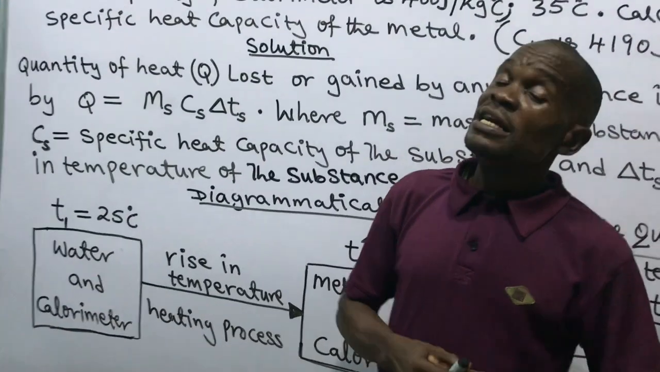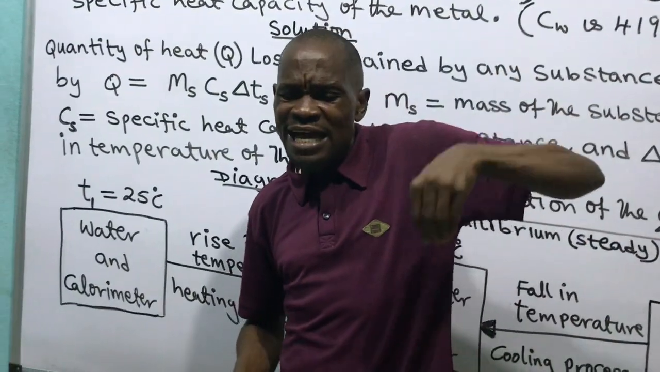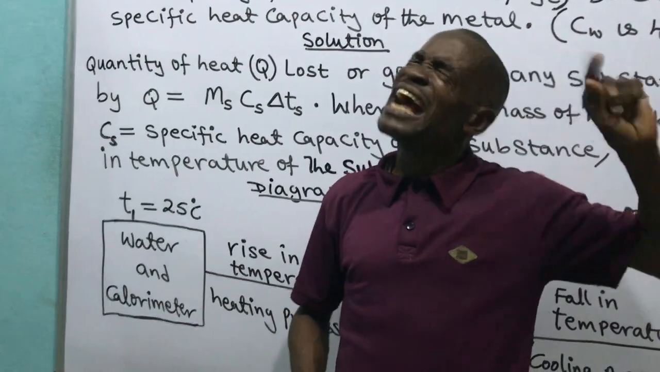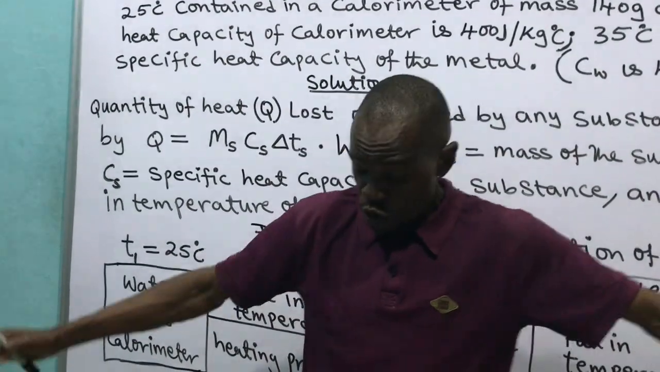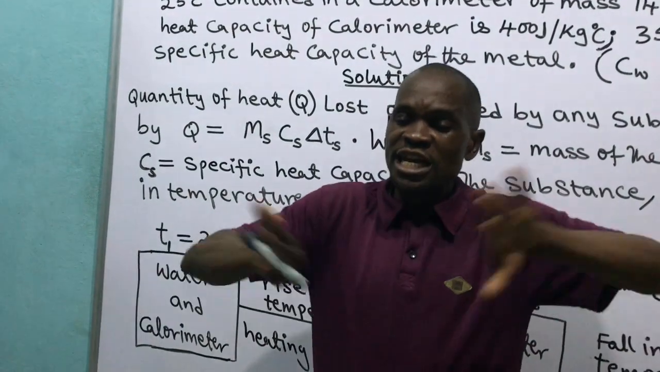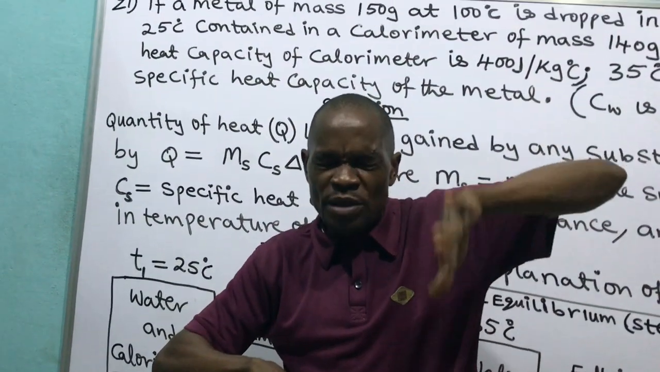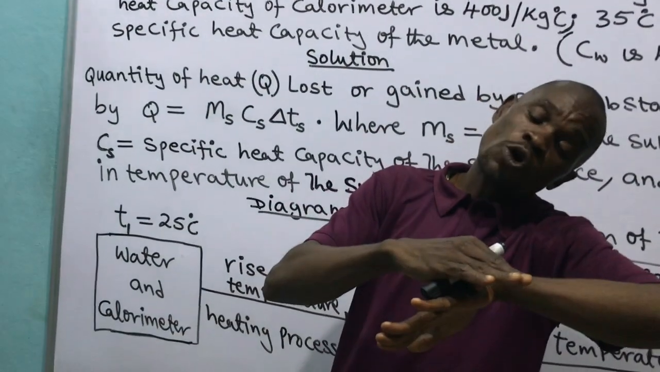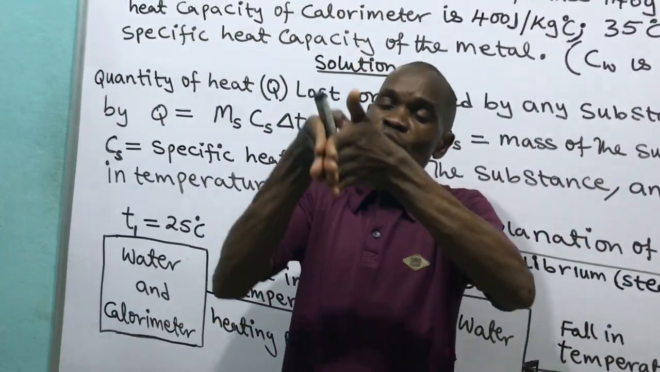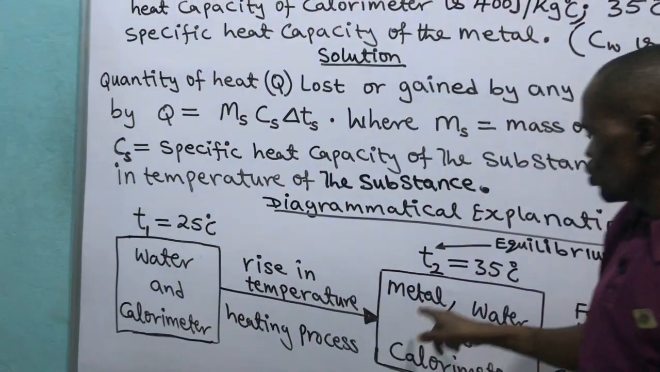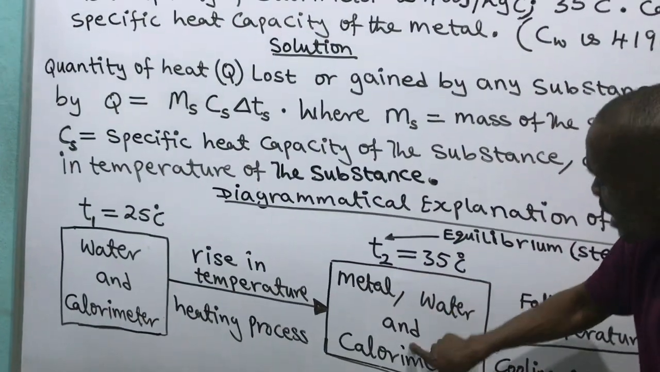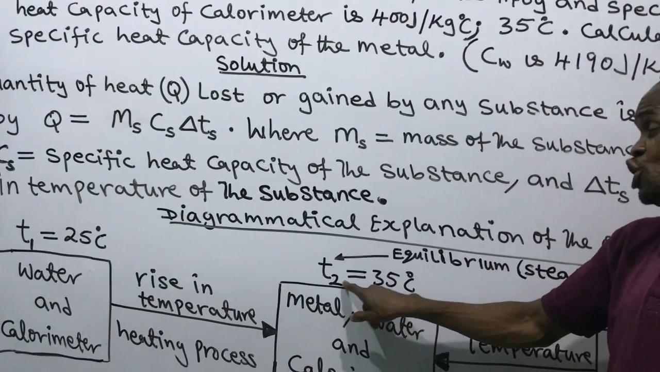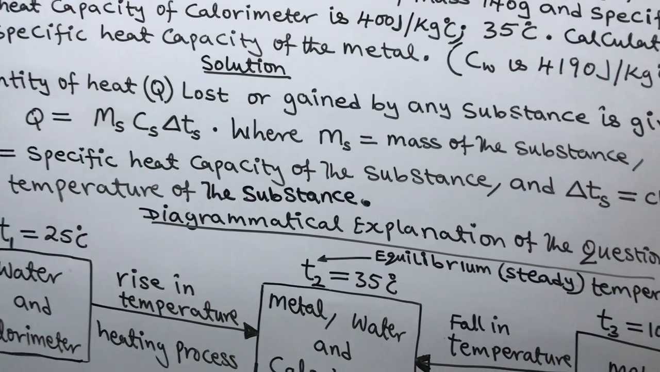I think I explained. Then when the meter enters that water, the meter was at 100 degrees centigrade, the highest temperature. Then what will happen? They will start exchanging heat. The meter will give them heat, while the water and calorimeter receive the heat. At a point, they will come to the equilibrium temperature. At that equilibrium temperature, you see the meter, water, and calorimeter in one vessel, and the temperature of the vessel is T2 equals 35 degrees centigrade.